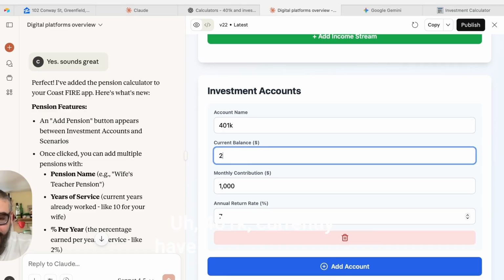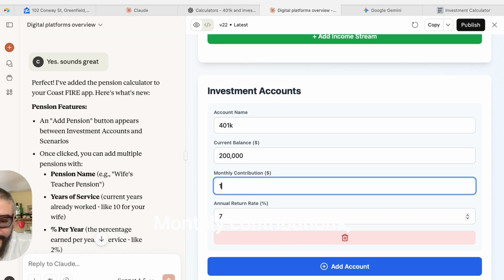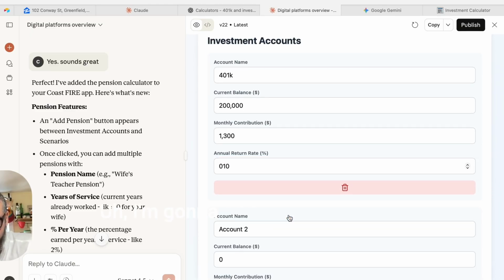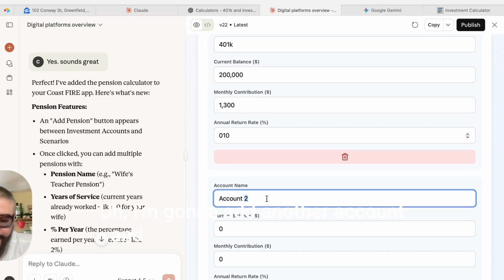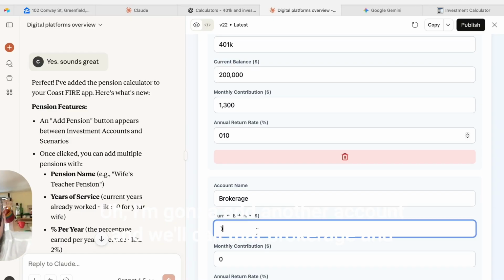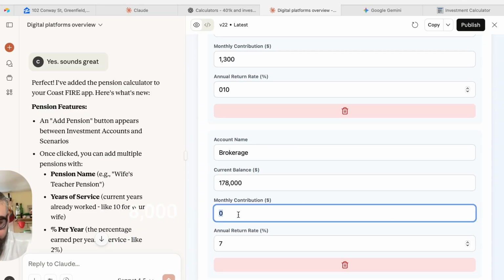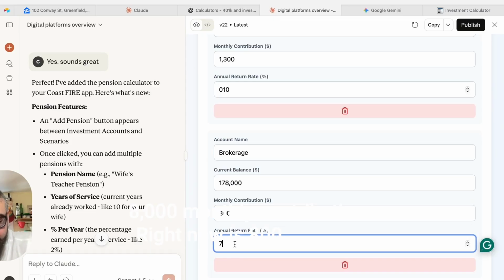401k currently have 200,000 in there. Monthly contributions 1,300. Annual rate, we'll bump that up to 10. I'm going to add another account, and we'll call that brokerage. 178,000. Monthly contributions right now is 800, and then we'll put in 10 right there.